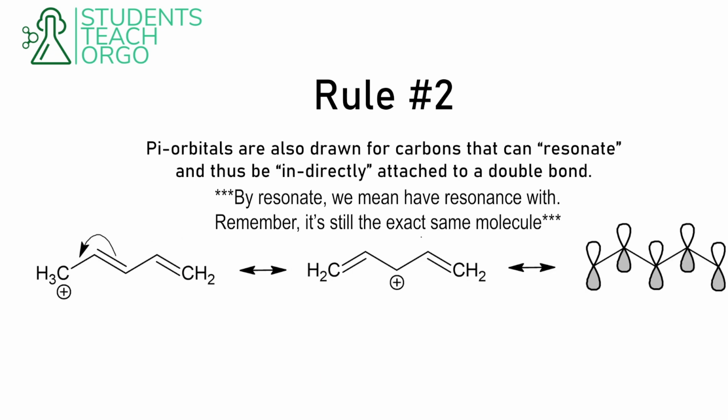The second rule is that these pi orbitals are also drawn for atoms that resonate and are indirectly attached to a double bond. So for example, you can see this structure right here has a resonance structure equivalent of this. And that means that this leftmost carbon, even though it's not directly attached to a double bond in this structure, is in this structure. And as a result, we draw the pi orbital on it.